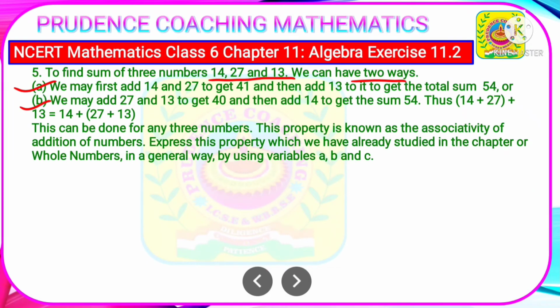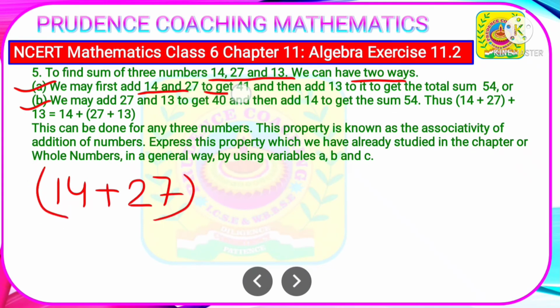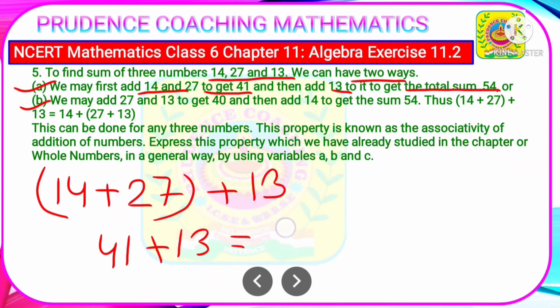Number A, we may first add 14 and 27. So by adding 14 and 27, you will get 41. Then add 13 to it. After that, you will get the total sum as 54. This is one method of adding.